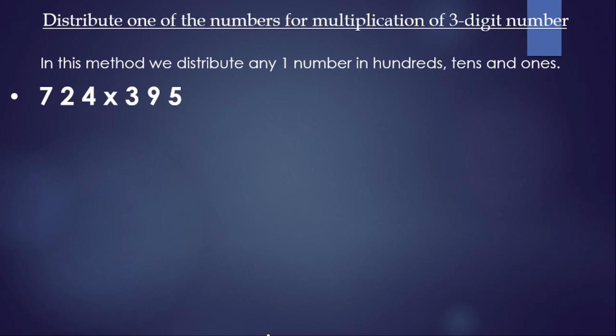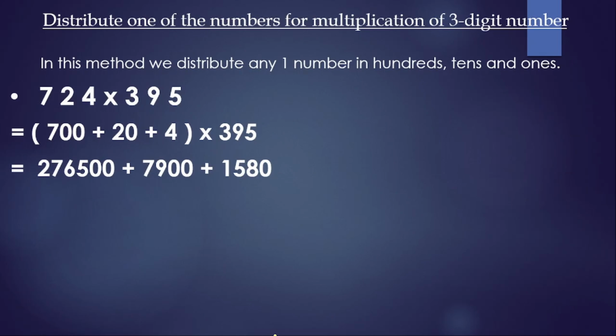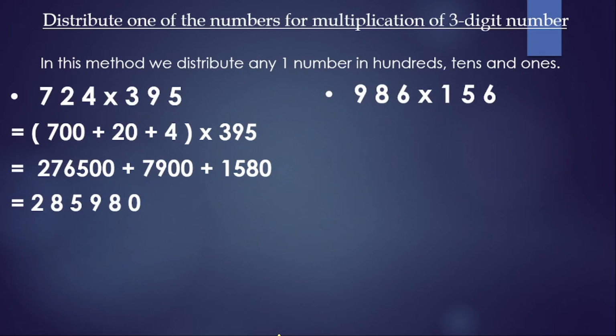the 3-digit numbers. In the first case, we'll start by distributing 724. How will we distribute 724? 700 plus 20 plus 4 times 395. So 700 times 395 is 276500. 395 times 20 is 7900, and 4 times 395 is 1580. The result is 285980.